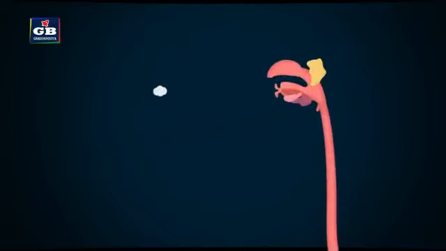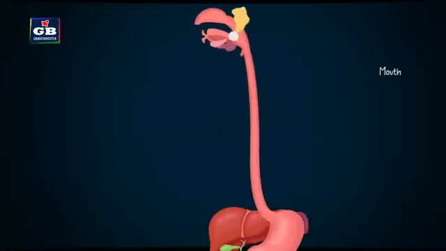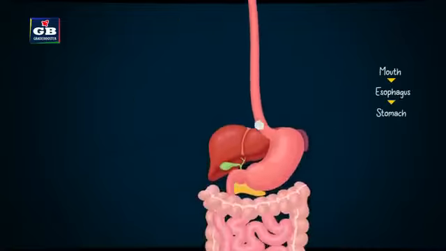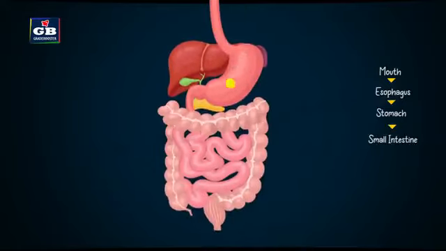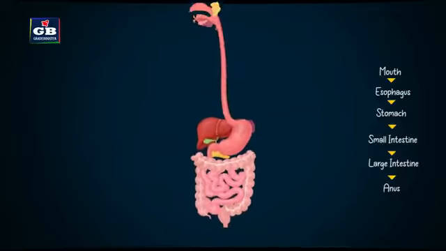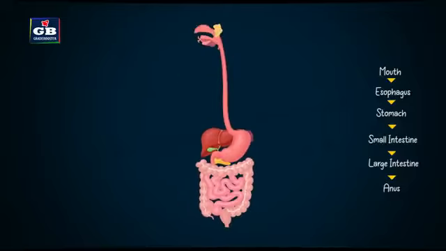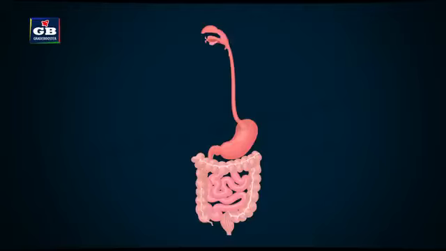The food enters the digestive system through the mouth, and then it passes down into the stomach through the esophagus. From the stomach, it passes to the small intestine, from there to the large intestine, and the undigested food is finally excreted through the anus. This is the flow of food in our digestive system. Here we can see that all these parts are connected to one another and form a long tube or canal called the alimentary canal.